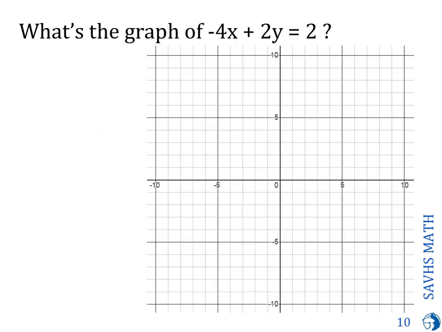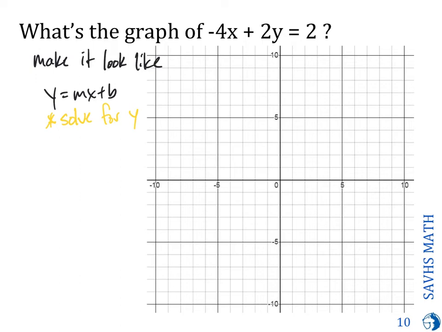This one I want to make it look like y equals mx plus b. So I need to solve for y. And that's why we practiced on Friday and Thursday solving for a variable. So we have to get y by itself. So what we need to do is, okay, what do we got to do to get rid of this stuff? We got to add 4 x's to both sides. Remember, whatever you do to one side, you have to do to the other.